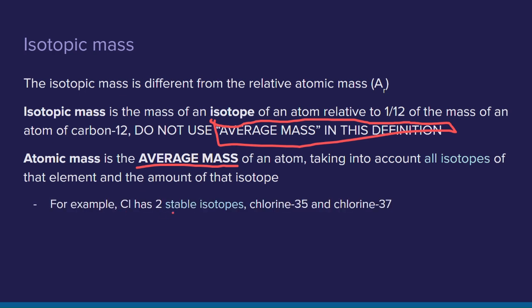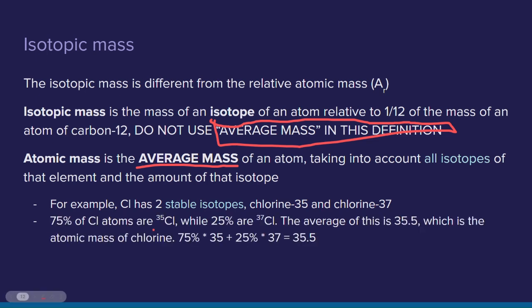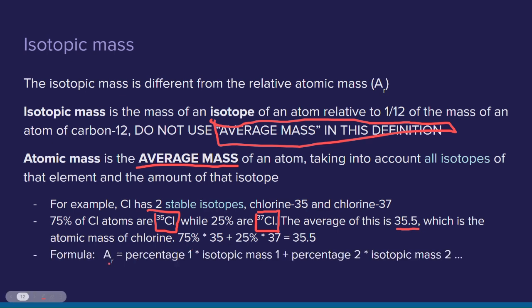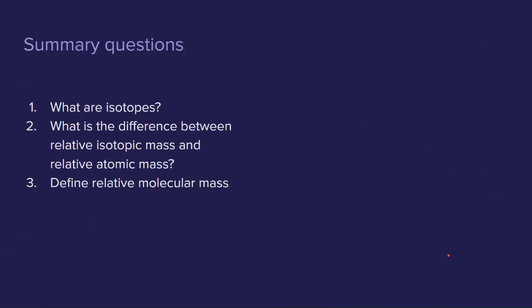For example, chlorine has 2 stable isotopes, chlorine-35 and chlorine-37. 75% of chlorine atoms are of the chlorine-35 isotope, and 25% are chlorine-37. So the average is 35.5 because you use a little formula. 75% times 35 plus 25% times 37 equals 35.5. It's not much of a formula, but it's very important. You've got to remember that. I've got the formula down here. Relative atomic mass is percentage 1 times isotopic mass 1 plus percentage 2 times isotopic mass 2, and if you've got more than 2, that just continues.